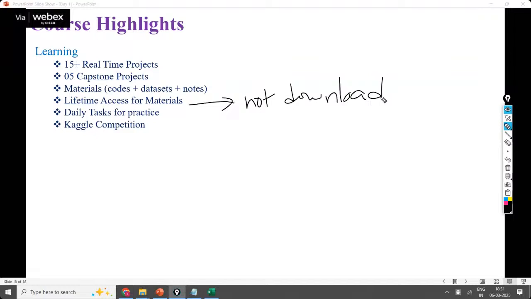Downloads only can be done for the data sets. Only data sets can be downloaded. Other than data sets, my class notes or my materials, remaining everything cannot be downloaded. Okay. Only which can be downloaded? Data sets can be downloaded. Okay. Without downloading the data set, we cannot do the things.